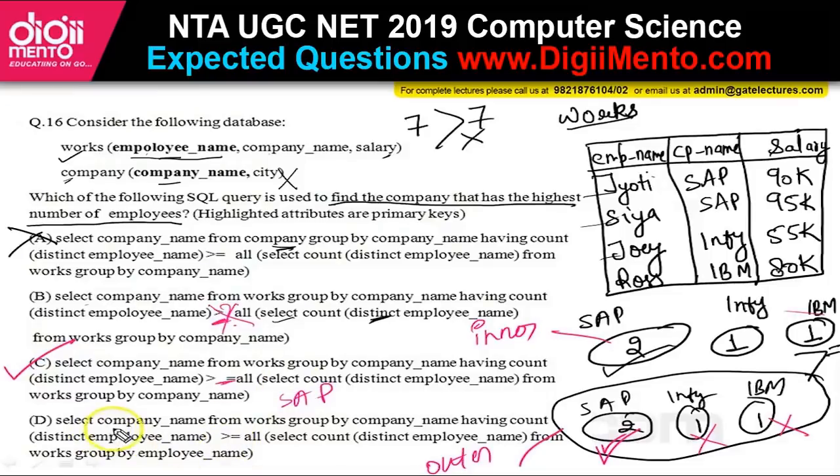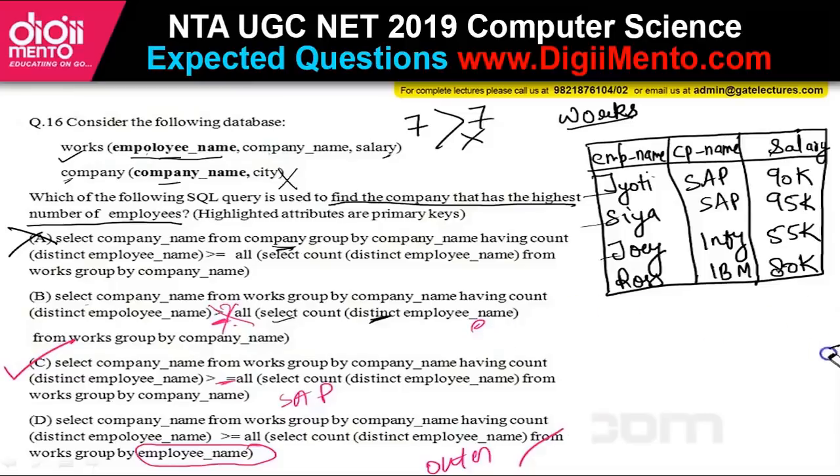Okay, now let's read out why D is not the answer. C is the answer here. Select company name from works group by company name having count distinct employee name. It should be greater than or equal to all. Select count distinct employee name from works group by employee name. They are saying we are grouping on the basis of employee name. It is totally silly. How can we group like that?